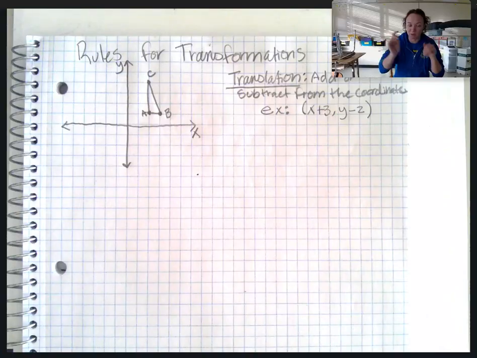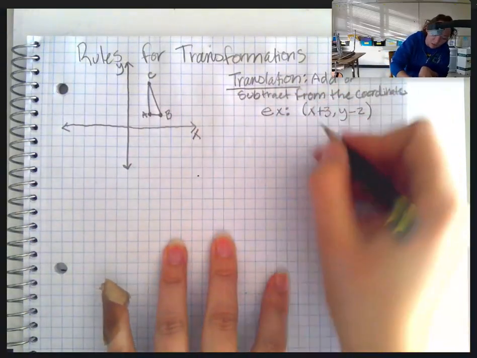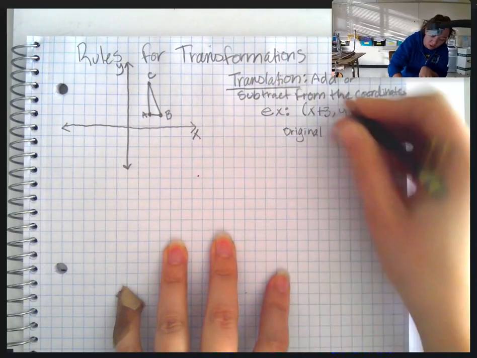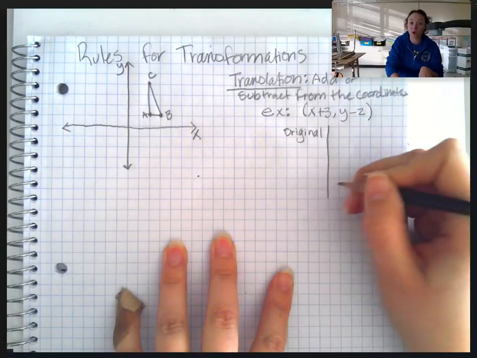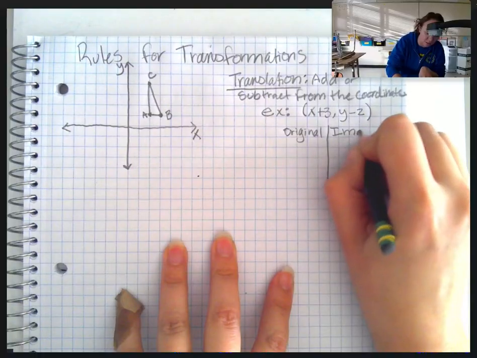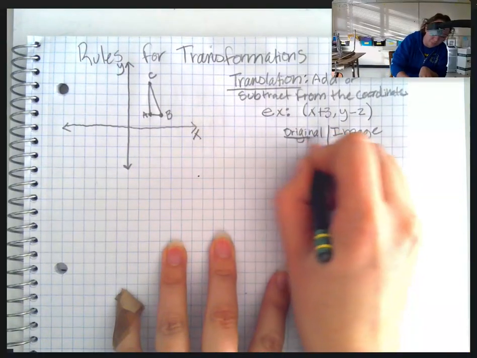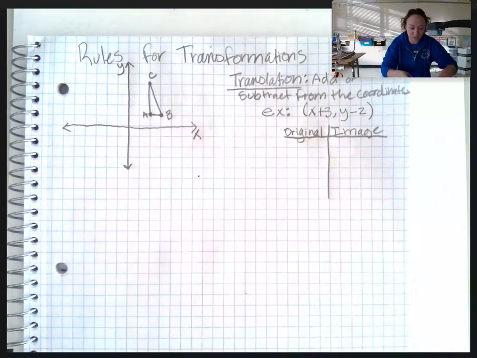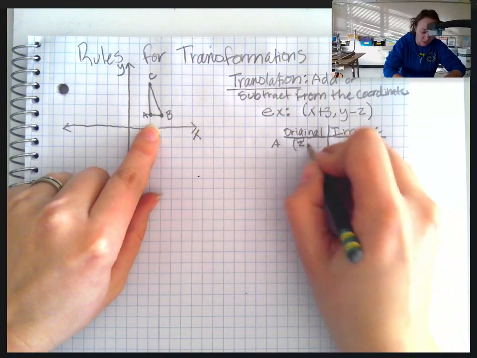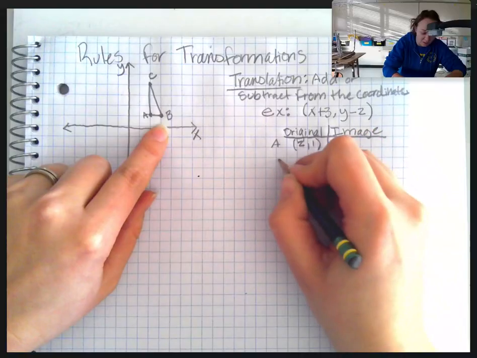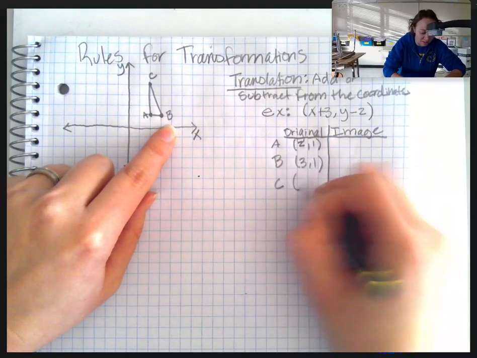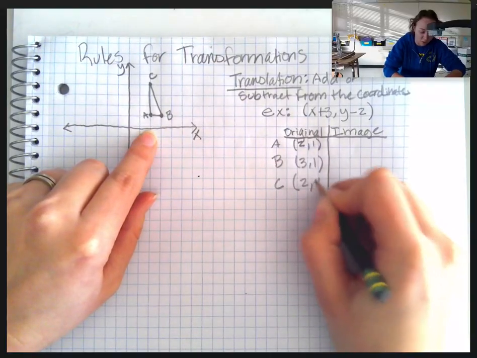So I'm going to make a little table to show what that looks like. So we're going to set this up where we have the original, and a lot of times we call the copy the image. So I'm going to use that vocabulary, the image. Okay, so first we need our original coordinates. So we said that A was at 2, 1, B is at 3, 1, and C is at 2, 4.